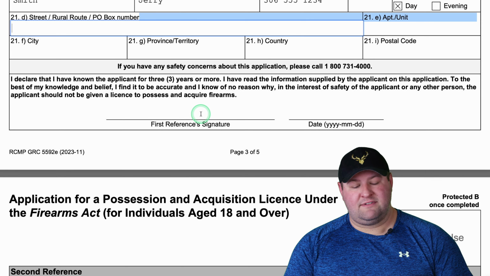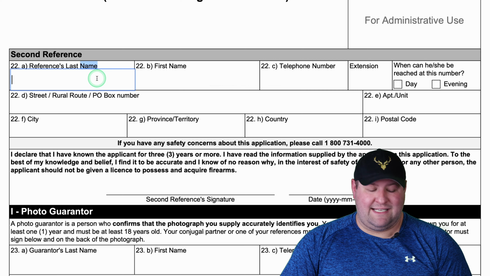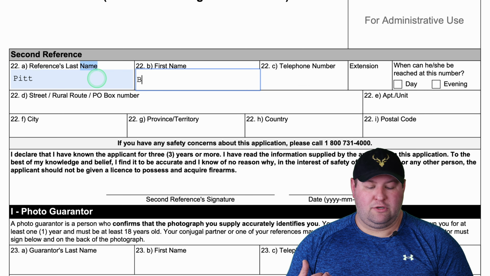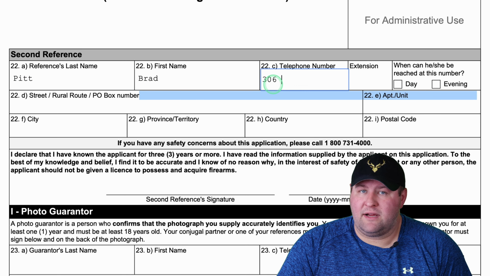You'll need a second reference as well. So someone else who has known you for 3 years and is over 18 years old and can't be your conjugal partner. Next is your photo guarantor.